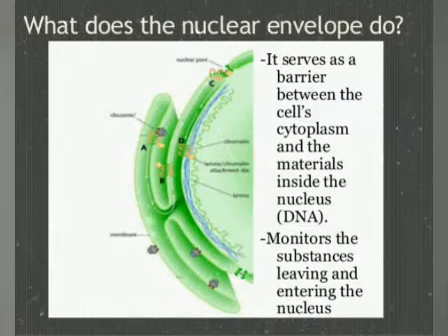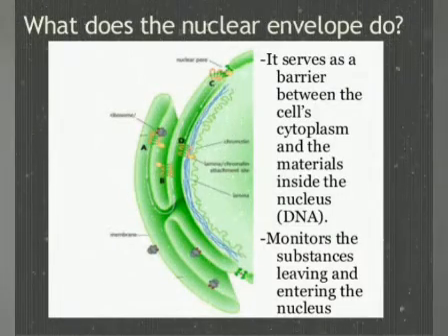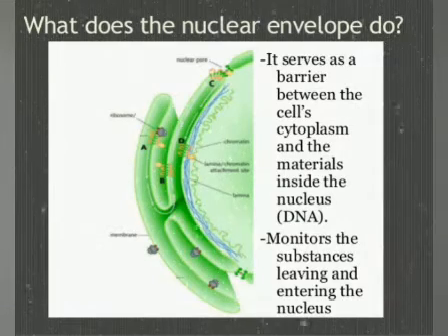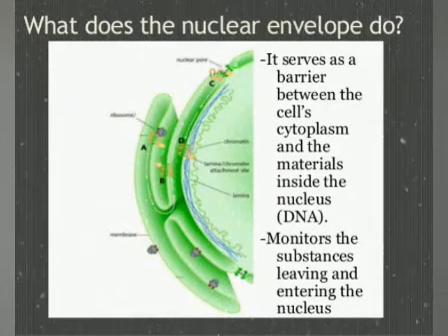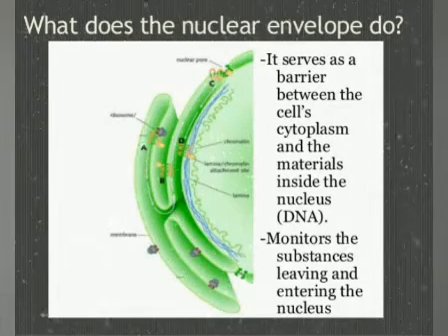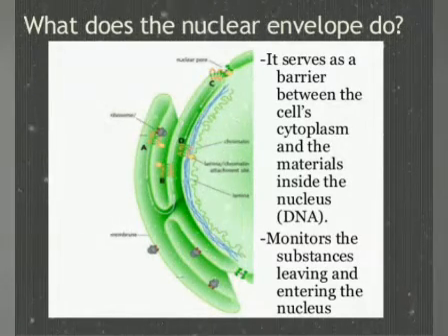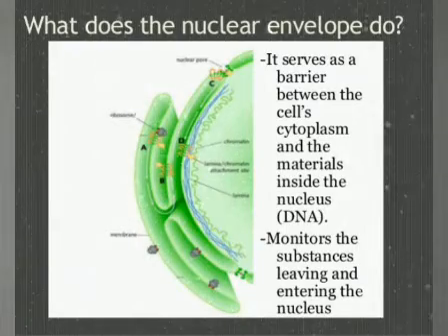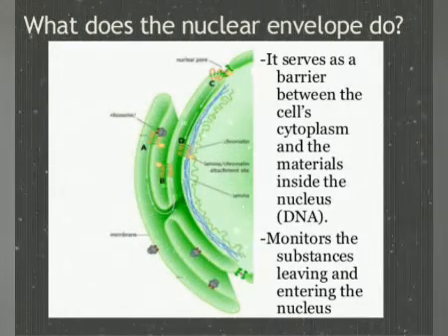What does the nuclear envelope do? It serves as the barrier. Barrier means a fence or other obstacle that prevents movement or access. In Telugu we say addanki, between the cell cytoplasm and the materials inside the nucleus. Monitors the substances leaving and entering the nucleus.